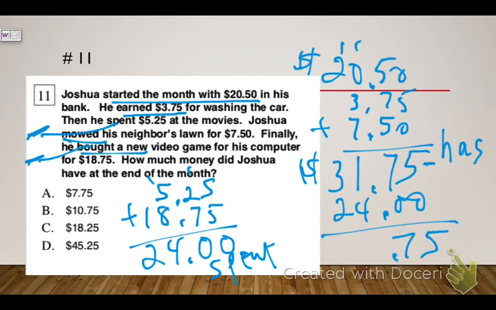Kids, every answer ends in 75 or 25. Well, these two don't end in 75. Those are gone. And we're subtracting, so 11 minus 4 is $7.75. And your answer is A.